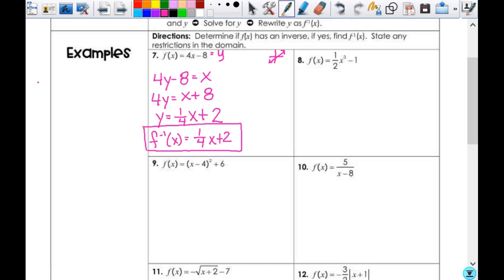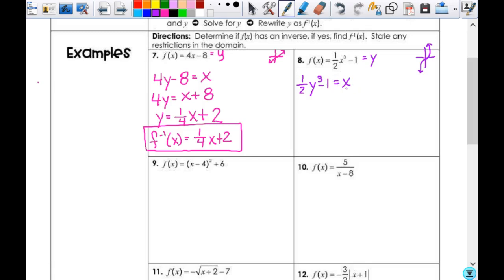Let's do number 8. What's the parent function here? Cubic. So it's going to look like this, right? And is the cubic a function? Yes. Does it pass the horizontal line test? Yes. So I also have an inverse function, right? So I set this equal to y. Then I exchange x and y. So now I have 1/2 y cubed minus 1 equals x.